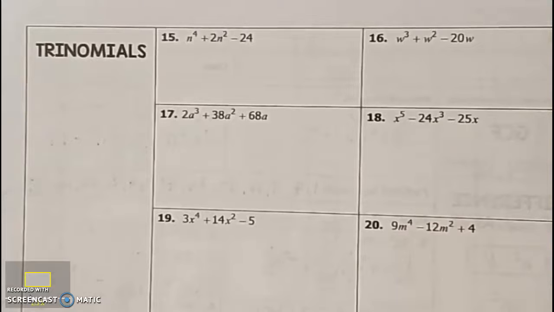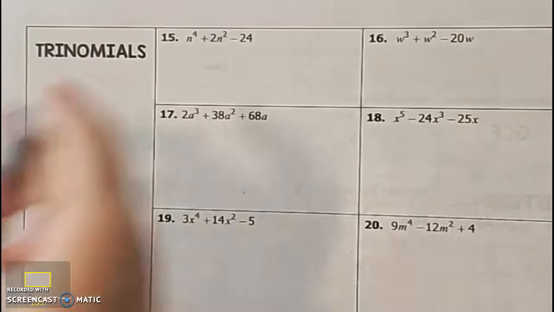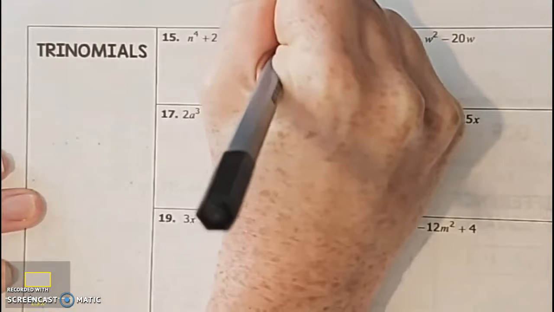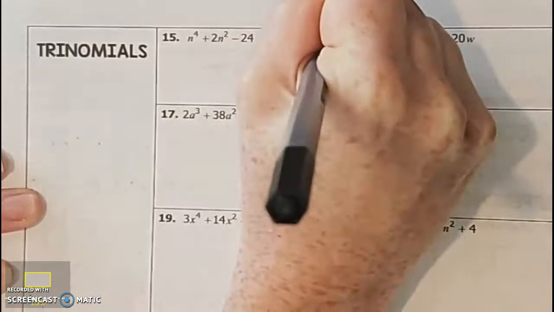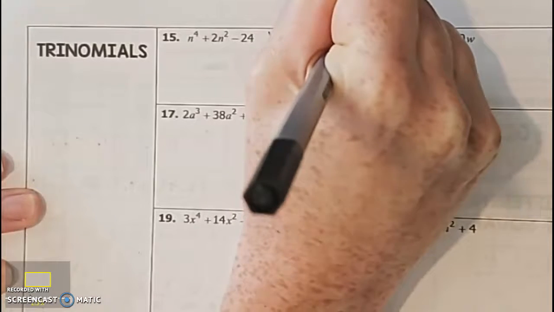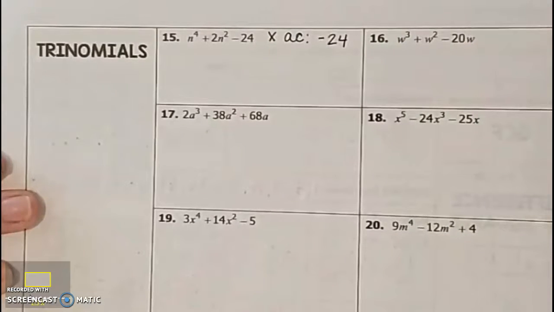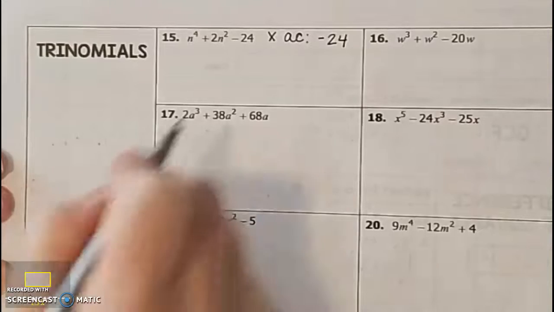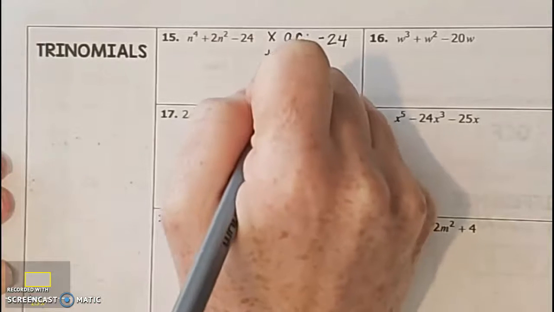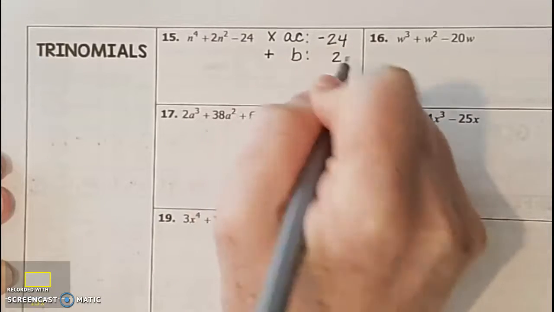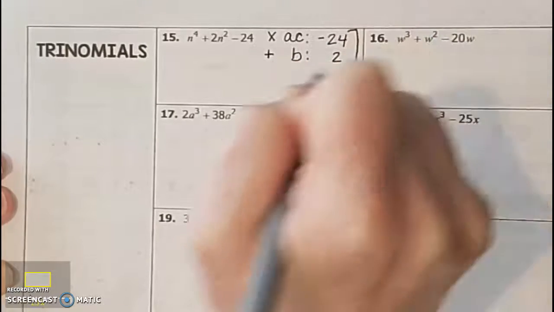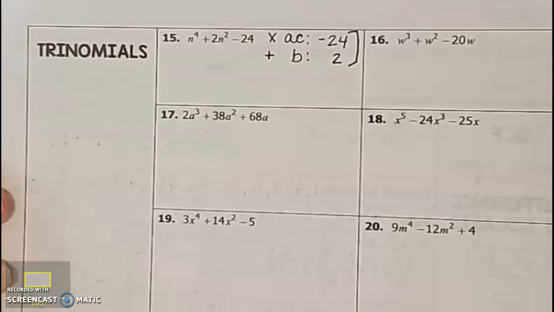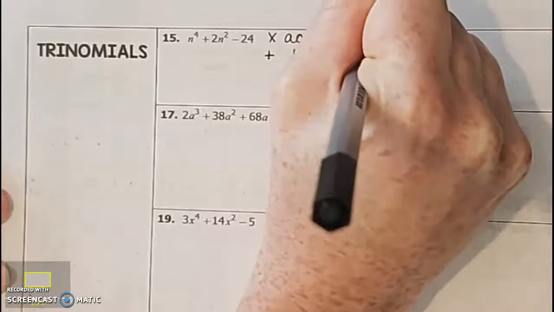We still want to know what multiplies to give us a times c, which is negative 24, and what adds to give us b, which is 2. So what two numbers multiply to give us negative 24, but add to give us 2? If you said 6 and negative 4, that's correct.